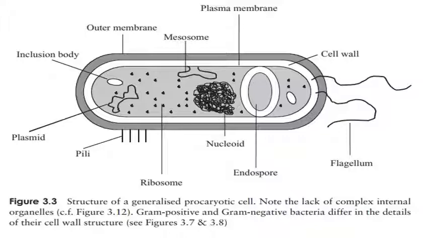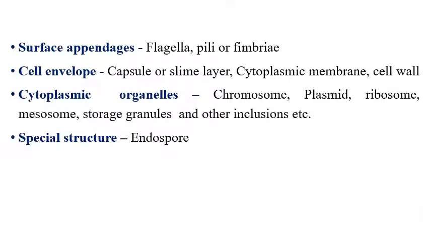So here we will see one by one. The components are divided based on their presence. First, surface appendages: flagella, pili or fimbriae come under surface appendages. Then cell envelope: capsule or slimy layer, cytoplasmic membrane, and cell wall come under cell envelope. Then cytoplasmic organelles: chromosome, plasmid, ribosomes, mesosomes, storage granules, and other inclusions. And specialized structures, that is endospores.